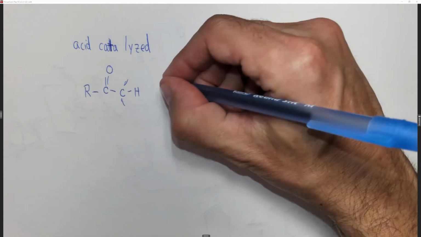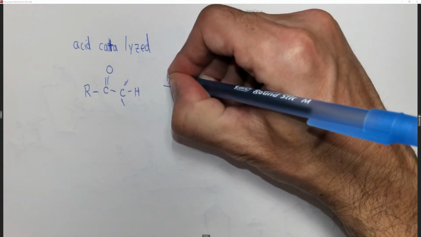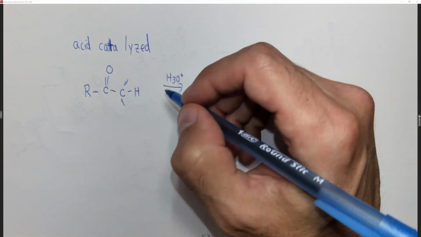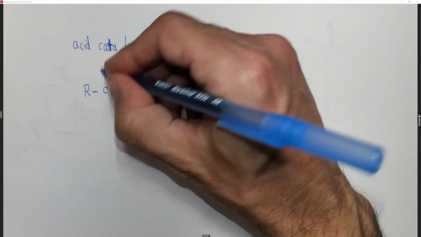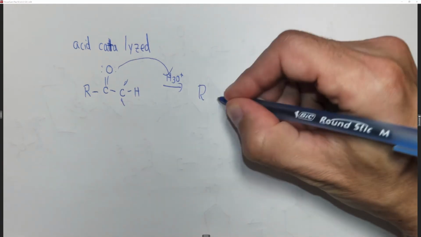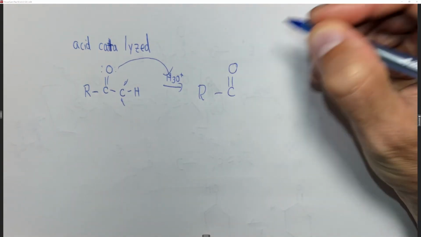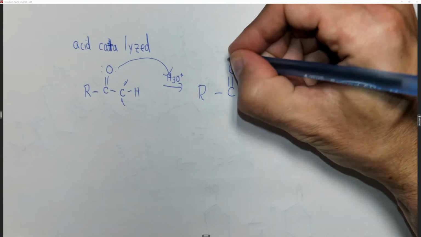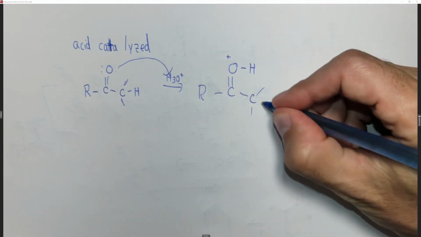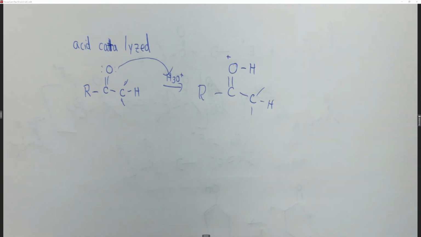Now we add H3O plus. What's the H3O plus going to do? Well, we've seen this before. We have lone pairs on this oxygen, and these go here. And what we end up with is R bond C double bond O, bond H with a plus charge, bonded to C, bonded to two things, and an H, like so.